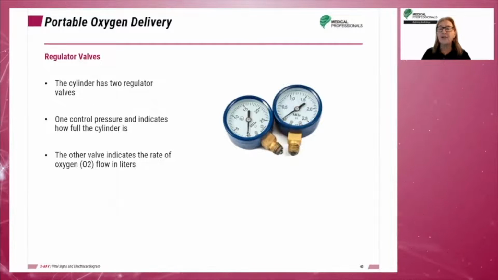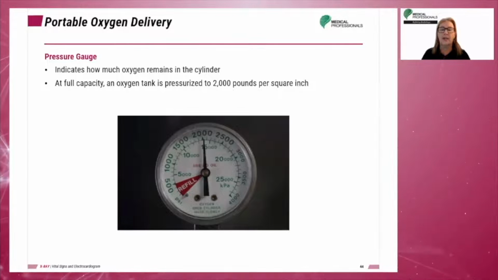The cylinder has two regulatory valves. One valve controls pressure and indicates how full the cylinder is, and the other valve indicates the rate of oxygen flow in liters. The pressure gauge indicates how much oxygen remains in the cylinder.